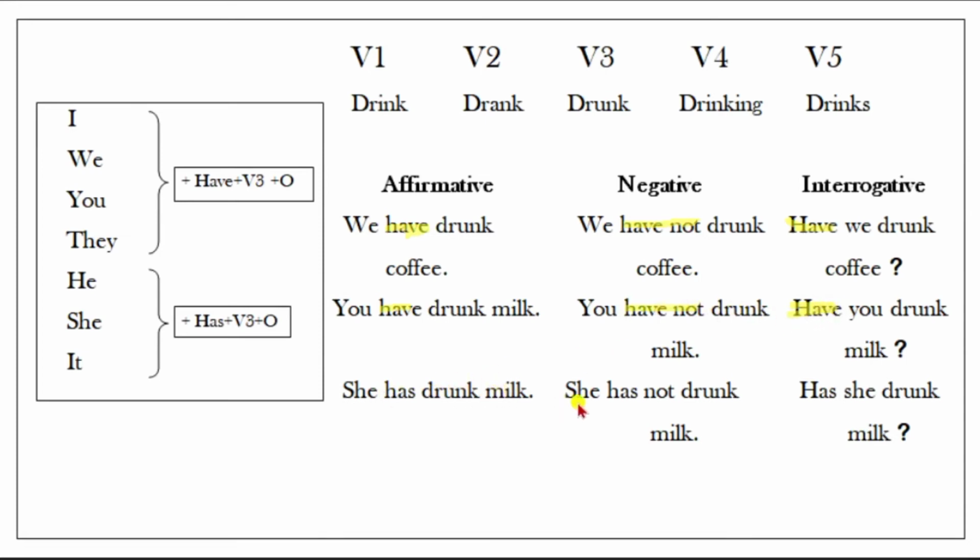She has drunk milk. She has not drunk milk. Has she drunk milk? Has is the helping verb here, so negative and interrogative can be changed in the easiest manner. If I explain interrogative negative in this situation, you may get some confusion, so I am not explaining it.